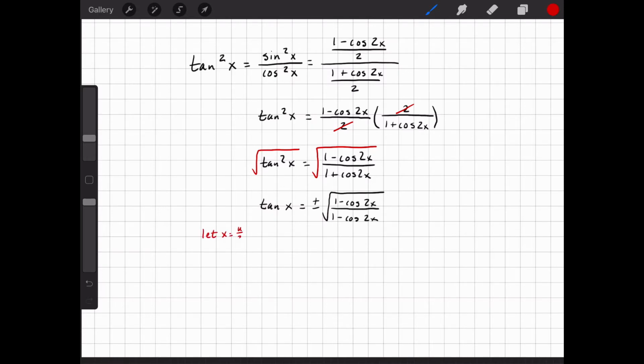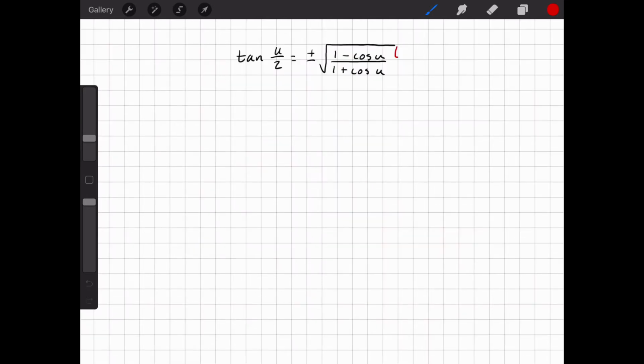Then let us use x and set it equal to u divided by 2. This allows us to get tangent of u divided by 2 equals plus or minus the square root of (1 minus cosine of u) divided by (1 plus cosine of u) after simplification. This is our first identity of tangent. We will use this expression to get the other two.